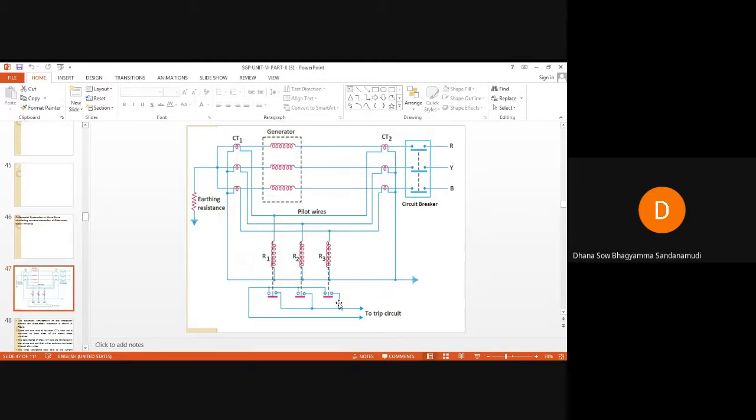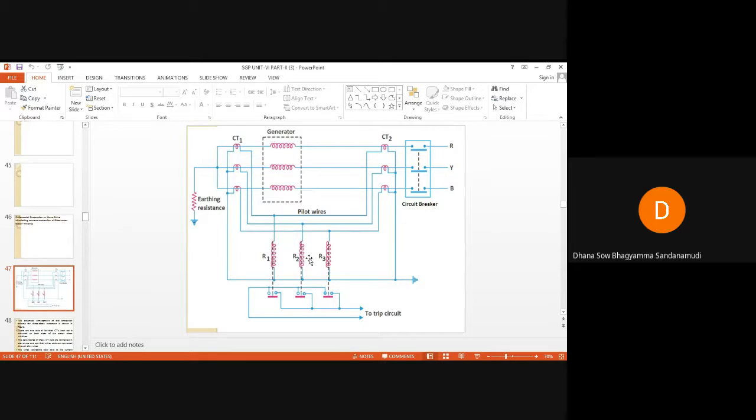If we are unable to locate the midpoint of these pilot wires, then it is always convenient to place these relays R1, R2, R3 nearer to the CTs, which are placed nearer to the main circuit breaker. If we are unable to determine the equipotential point, it's better to place the relays nearer to the CTs located nearby the main circuit breaker.